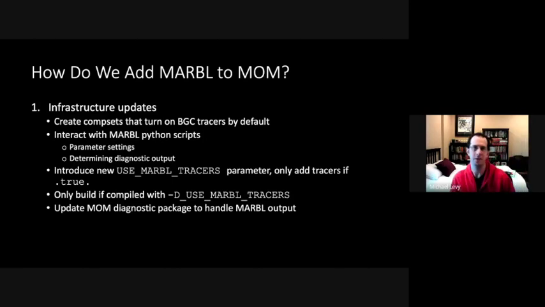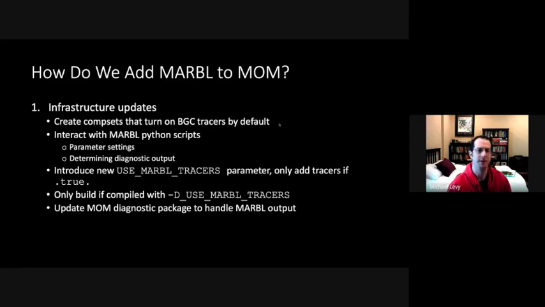So this is the short version: how do we add MARBL to MOM? I've broken it up into two steps, the infrastructure updates and the Fortran updates. On the infrastructure updates, and this is really CSM MOM, we need to create a compset that will turn on the MARBL tracers by default. We need to interact with MARBL Python scripts to determine parameter settings and what diagnostics get output. I introduced a new parameter in the tracer flow control, use MARBL tracers. So we only add the tracers if this is true, and by default it's false, unless you're running with one of the compsets that turns it on.